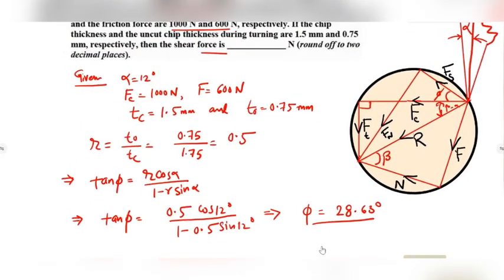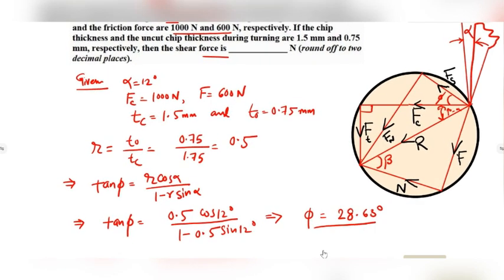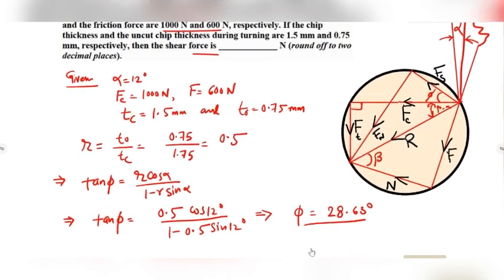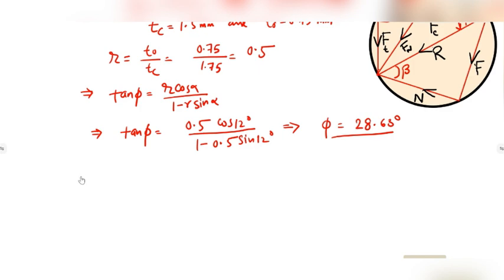Now we have the value of Fc and F. So how can we determine the shear force Fs? So for this we will use the merchant circle. From the merchant circle relationship, that we discussed in the last lecture, since we have the value of F, therefore we know the relation that F is equals to Fc sin alpha plus Ft cos alpha.